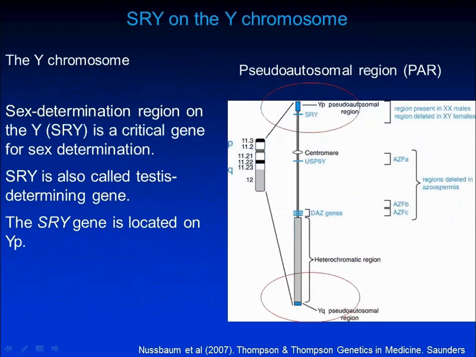The SRY gene is located on the P-arm of the Y chromosome, in the region that can exchange genetic material with the X chromosome. This is why this region on the Y chromosome is called the pseudo-autosomal region. There are 2 pseudo-autosomal regions on the Y chromosome.